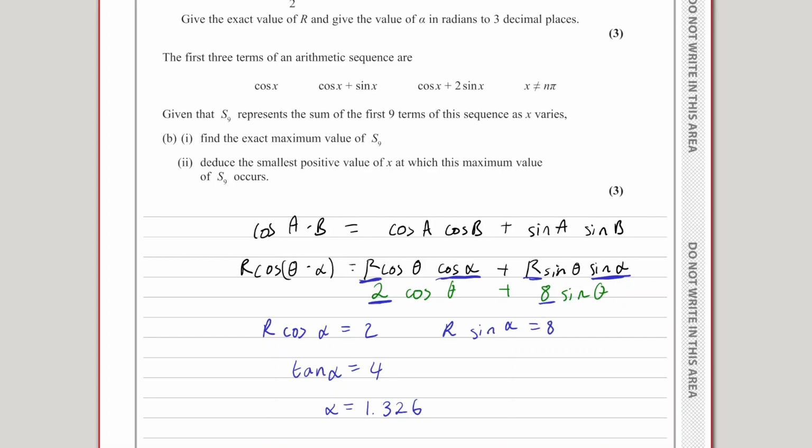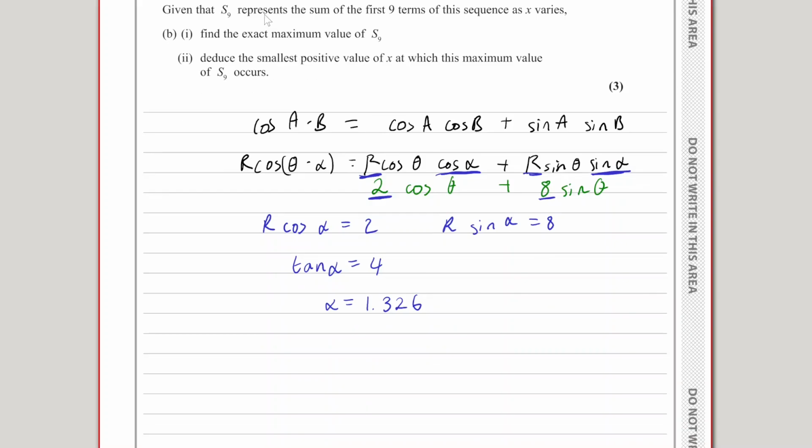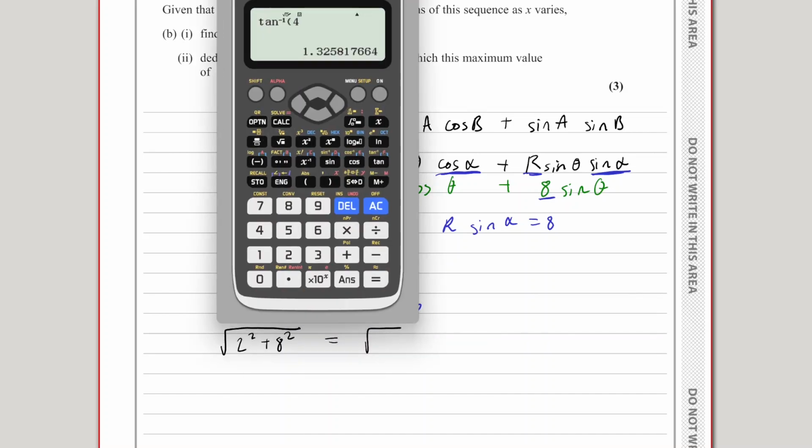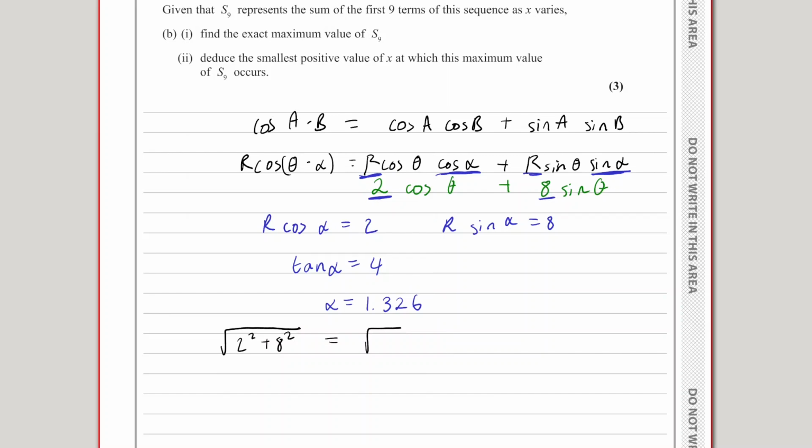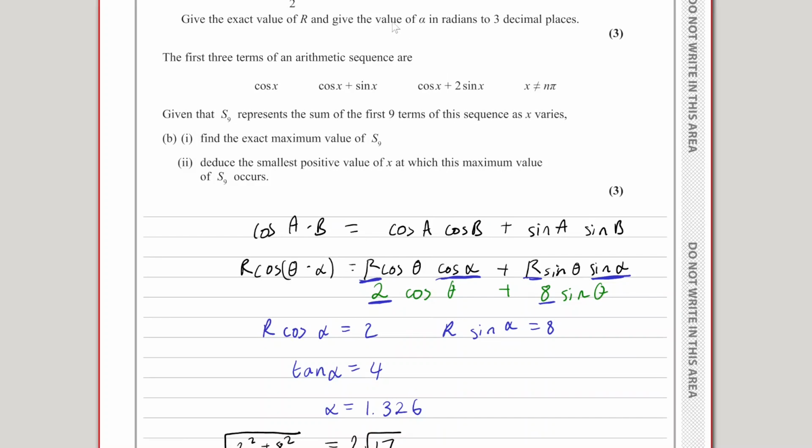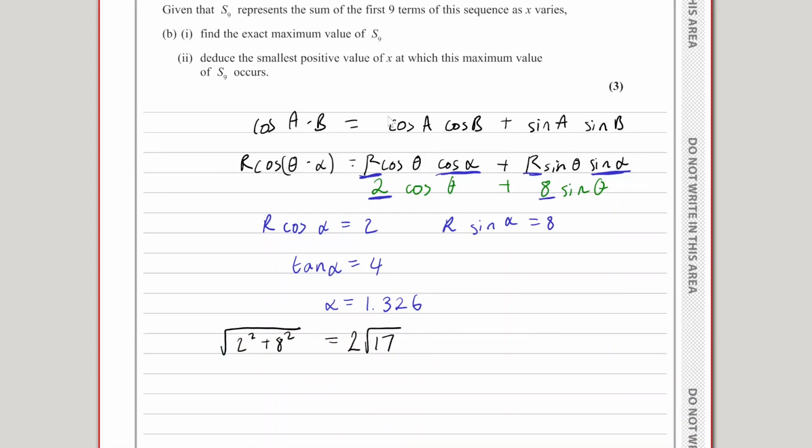And to find r, we use Pythagoras. So I won't go through why it works. So the square root of 2 squared plus 8 squared, 2 squared plus 8 squared, is 2 root 17. So that was the exact value of r. So we have 2 root 17 cos(theta minus 1.326).